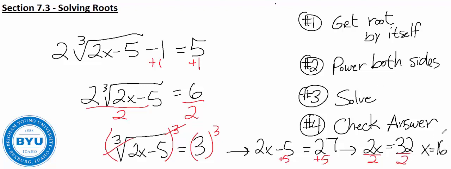Boy, I just about ran out of room there. Let's check it to make sure that's right. I plug a 16 right here. 16 times 2 is 32, and 32 minus 5 is 27. Cube root of 27 is 3. 3 times 2 is 6, minus 1 is 5. That works just fine. 16 is our answer.